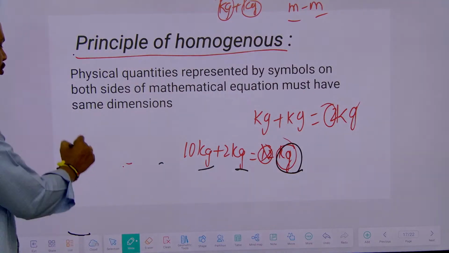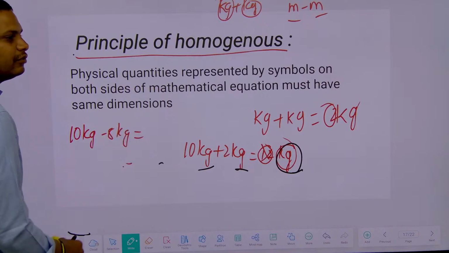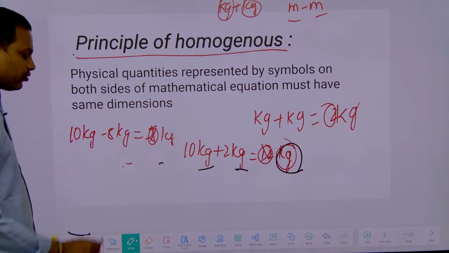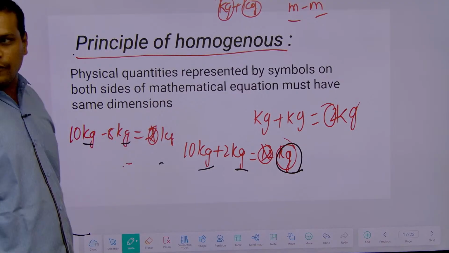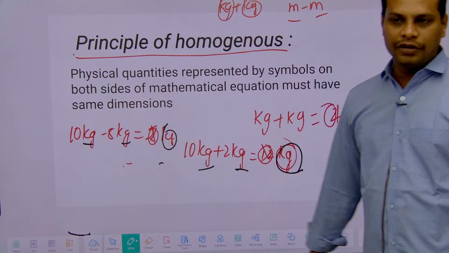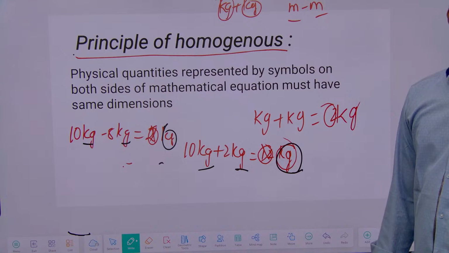Now for suppose I take 10 kg minus 8 kg. What is the remaining value? 2 kg. Here 2 is a number, leave it. So if kg is subtracted from kg, again the unit you get is kg only. This is the first point of the principle of homogeneity.